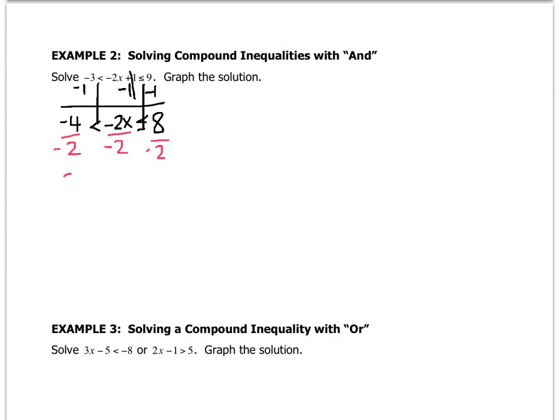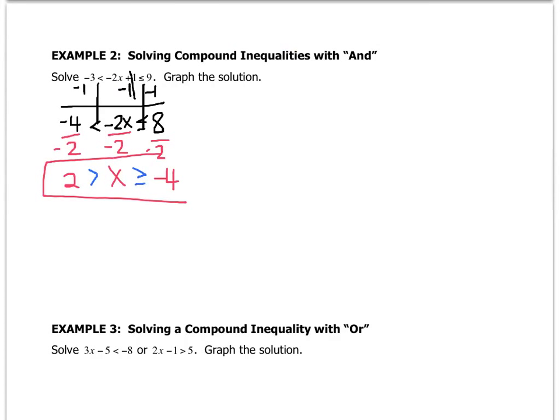So you get 2. Oh, wait, I divided by a negative, which means all the signs have to change direction. So this turns greater than, I almost forgot that. And this turns to x. This changes direction to greater than or equal, and that's -4.